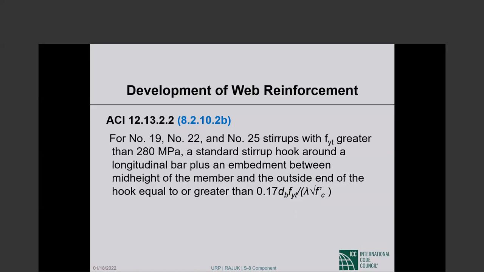So just try to get an idea. That's all we do now. So for the larger bars that are not grade 40, these are large size stirrups, number 19, 22, 25. These are not terribly common, I would say. Standard stirrup hook around a longitudinal bar plus an embedment between mid height of the member and the outside of the hook equal to or greater than the quantity given.